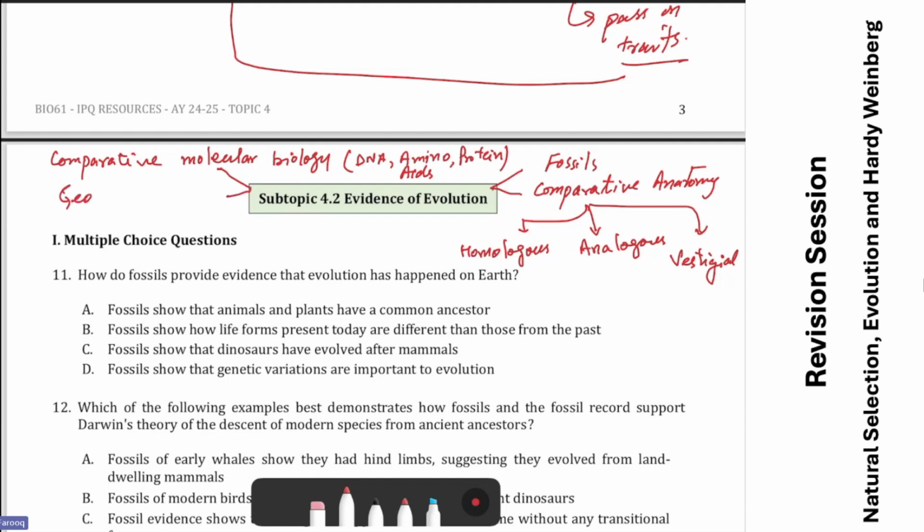Then we also studied geographical distribution, and these are the evidences that you can use. I will recall any other evidence. Yeah, one more evidence was there, that is comparative embryology. Now, when you are learning them, try to identify how you will use the information.